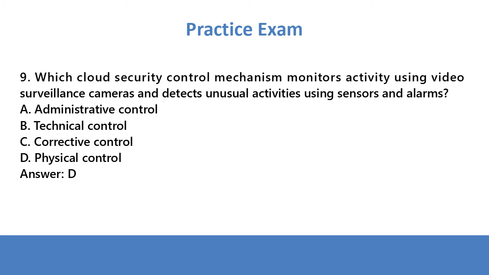9. Which cloud security control mechanism monitors activity using video surveillance cameras and detects unusual activities using sensors and alarms? A. Administrative control. B. Technical control. C. Corrective control. D. Physical control. Answer: D.